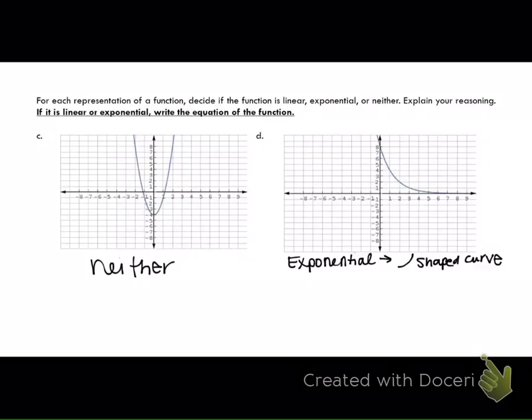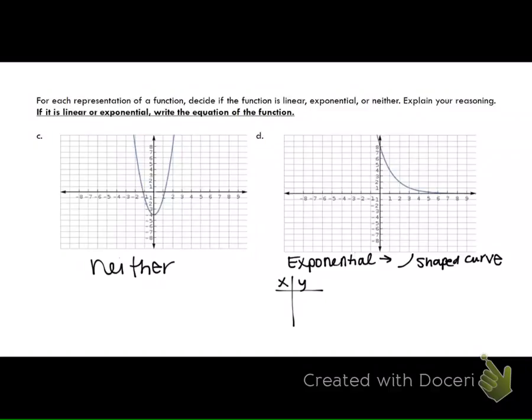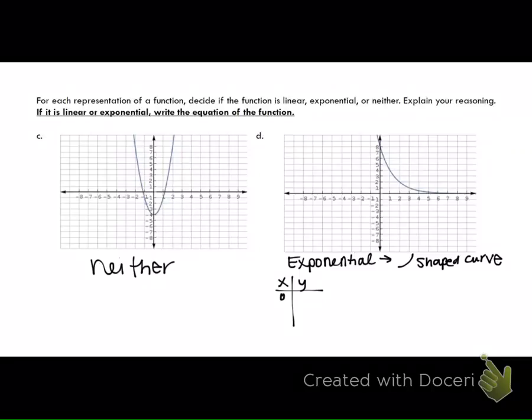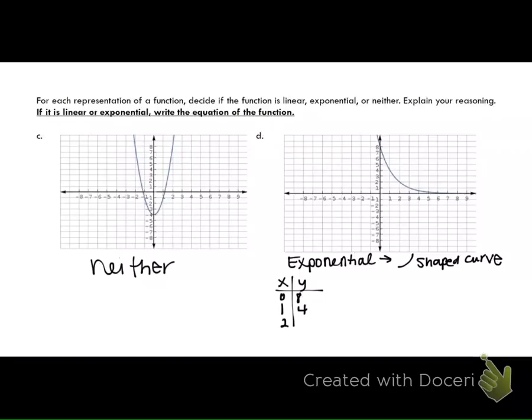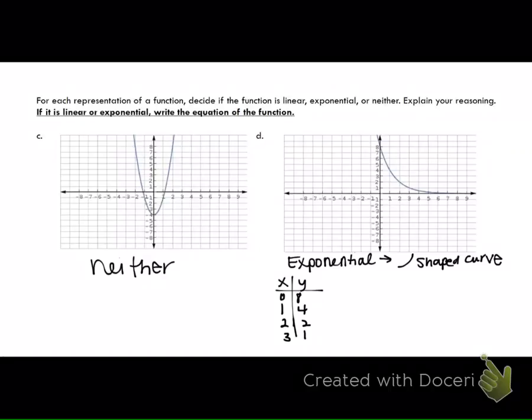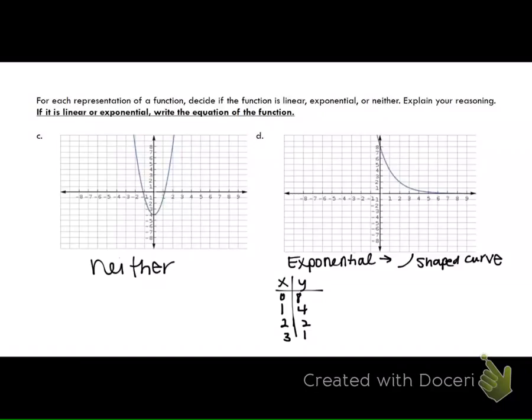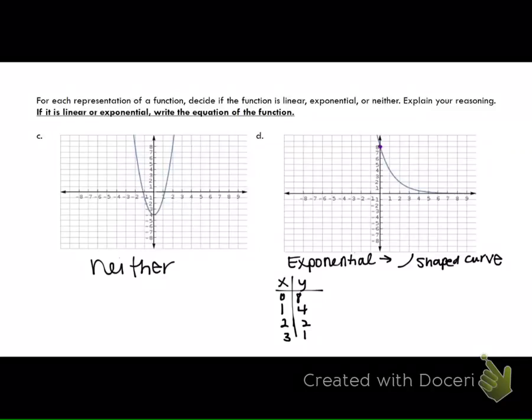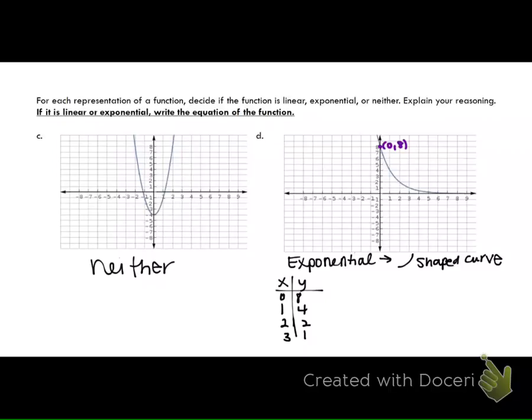Okay, Julian. We're going to make a table of values to help us figure out what our exponential equation is. So we have 0, 8; 1, 4; 2, 2; 3, 1. I'm just pulling points off the graph here. Okay, you guys all see where those points came from?